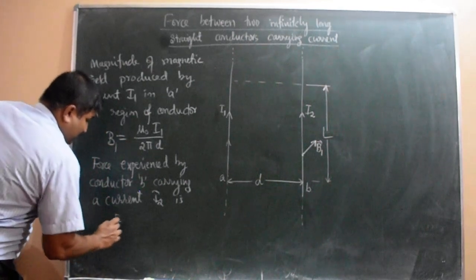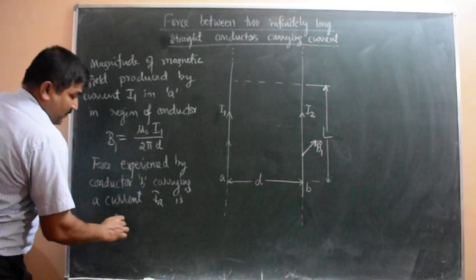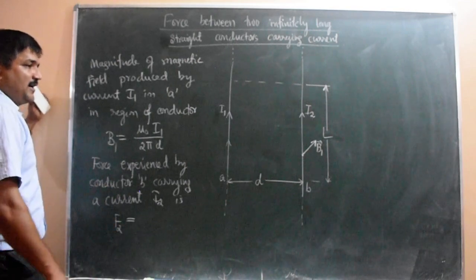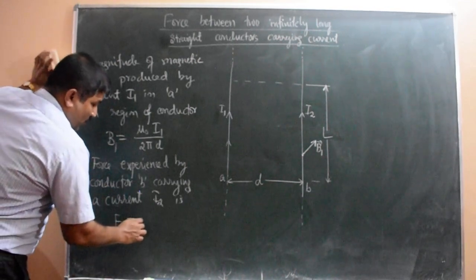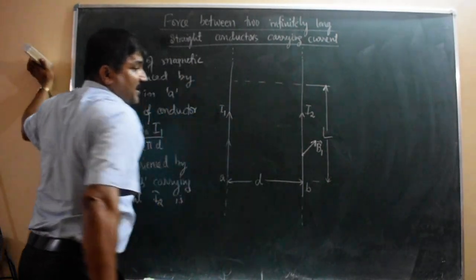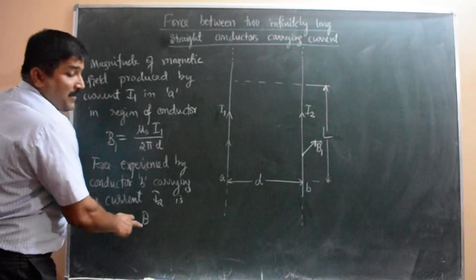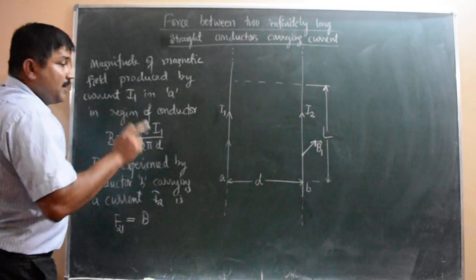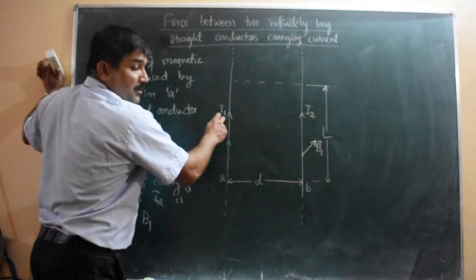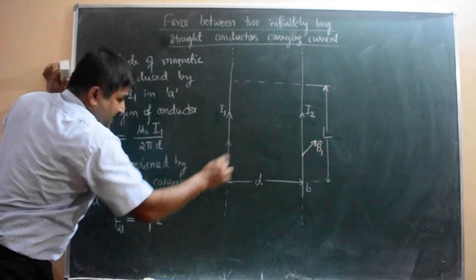Okay, so the force experienced by the second conductor. I write F2, F21 also we can write. F21 equals the force experienced by the second conductor B. So that is equal to BIL sin theta, where B is the field due to an external source. Here the external source is the field produced by the first conductor, B1. Current in that conductor is I2.